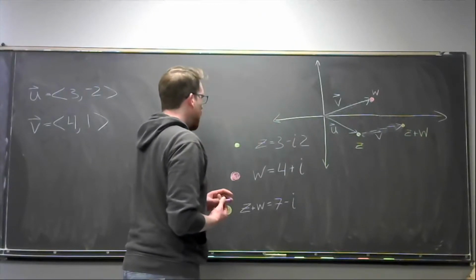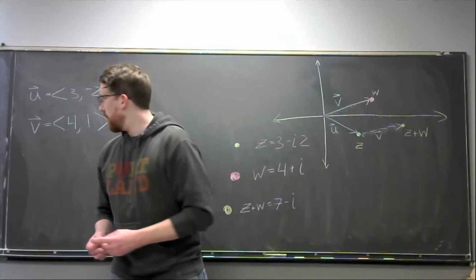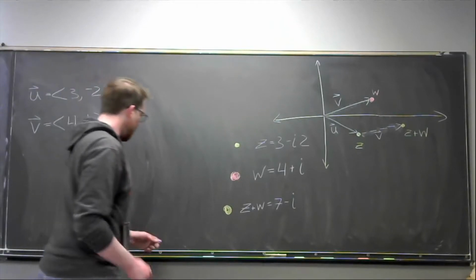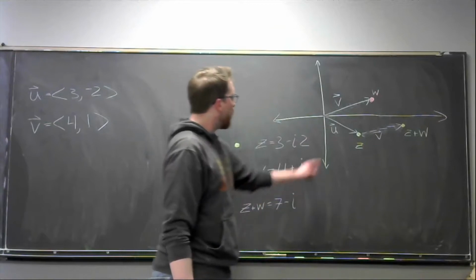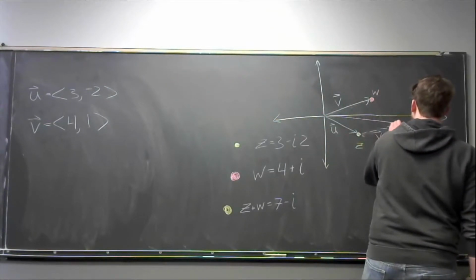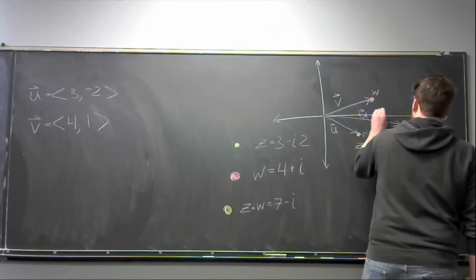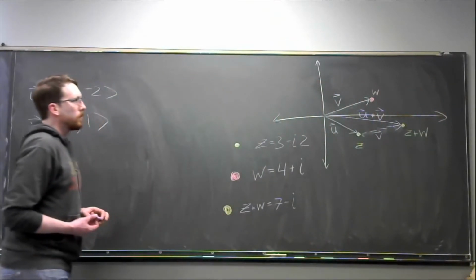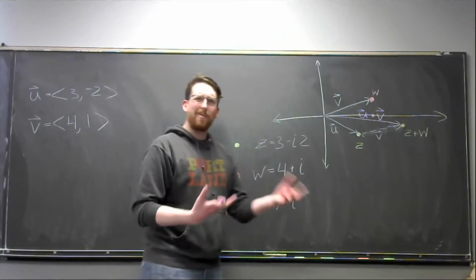Okay, well, if that's the case, I don't have any other colors. Oh. If that's the case, then the vector u plus v has to be this vector right here. So what is u plus v? What does it numerically come out to be?